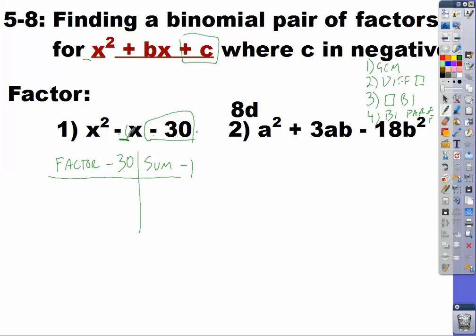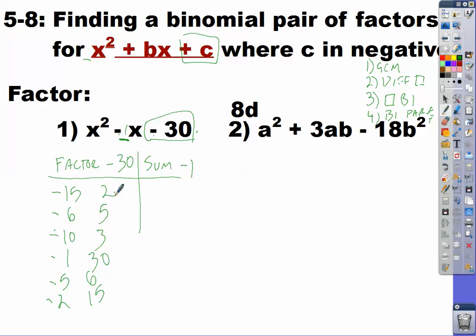All right, so let's come up with some factors for negative 30. Brandon. Negative 15 and positive 2. Negative 6 and 5. Negative 10 and 3. Negative 1 and 30. Can anyone think of any other factor pairs? Peter. 5 or negative 5 and 6. Okay. Yes, sir? Negative 2 and 15.